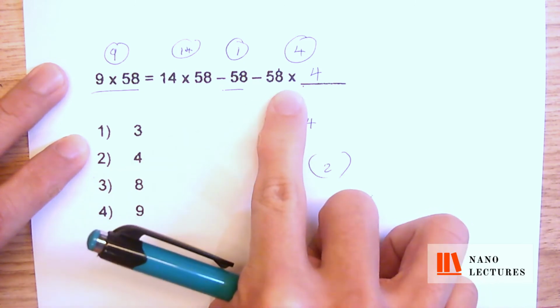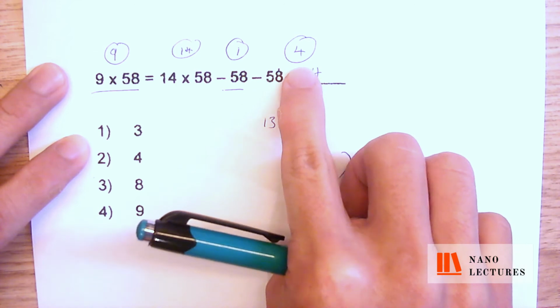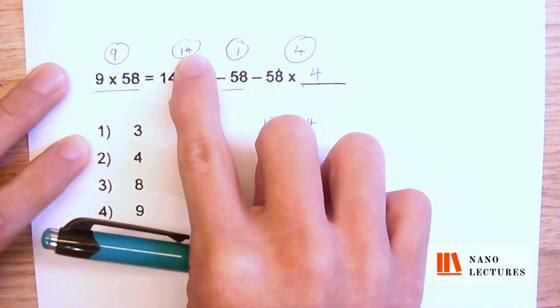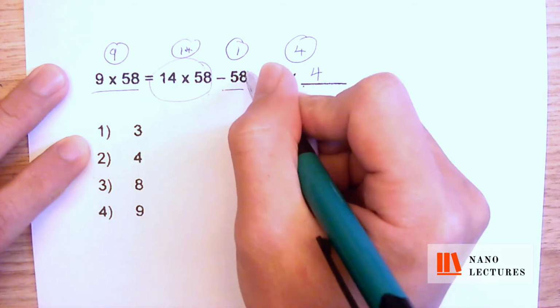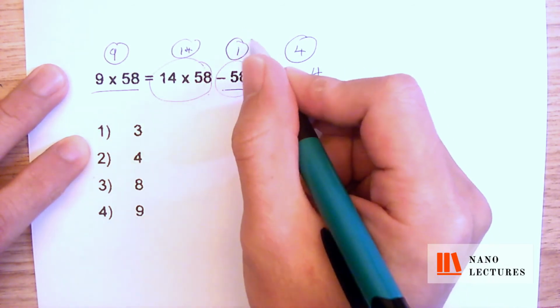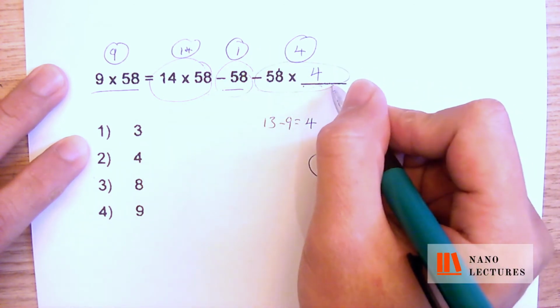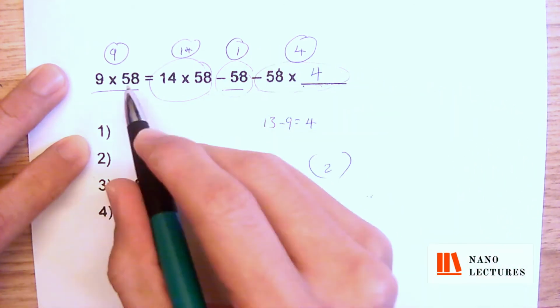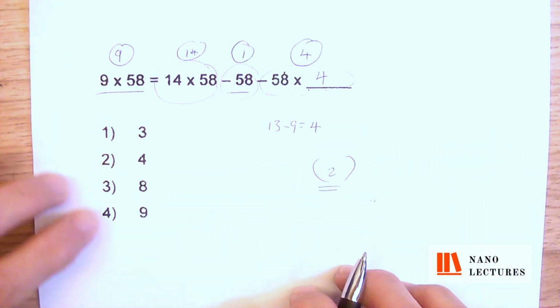4 sets of 58. Okay, so just to recheck, if the answer you put as 4, this one is 1, this is 14. 14 sets of 58 minus 1 set of 58 give us 13 sets of 58. 13 sets of 58 minus 4 more sets of 58 will give us 9 sets of 58. Therefore, the answer will be 4. Okay, done.